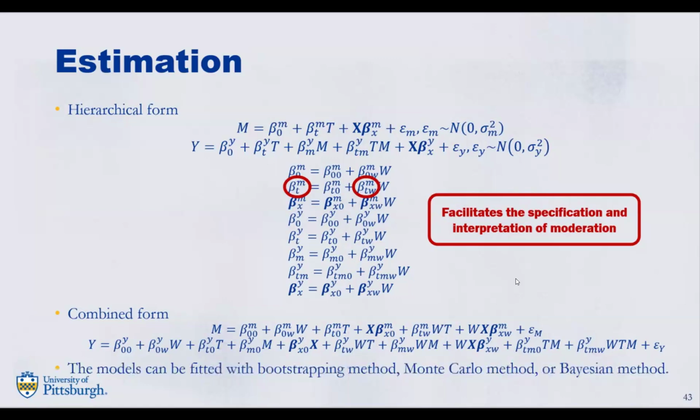And the models can be fitted with the bootstrapping method, Monte Carlo method, or Bayesian method, following the same logic as the earlier slides. At, I think, the last slide of the causal mediation analysis section, we can estimate the conditional and moderated indirect and direct effects based on these model-based assumptions. And more details can be found in the Qin and Wang paper that I sent earlier. Any questions?